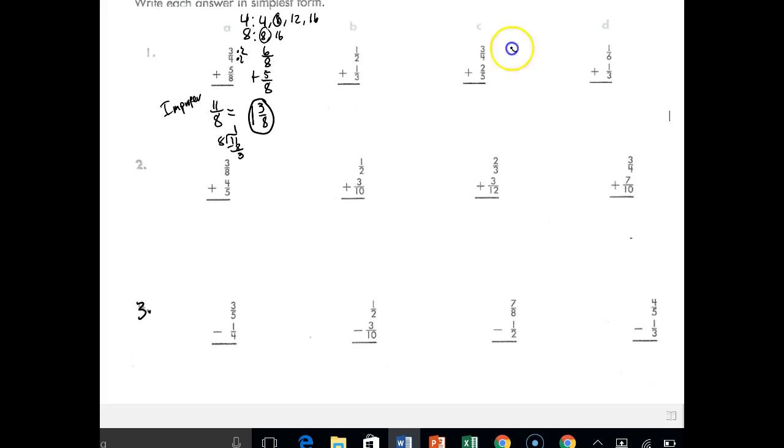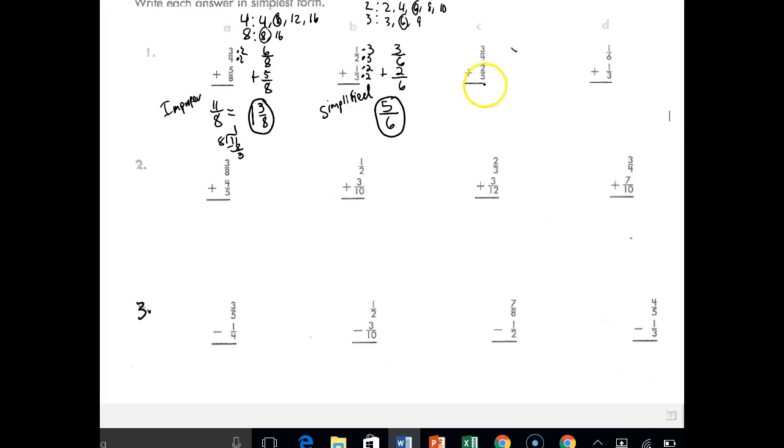All right, for B, we have 2 and 3. So 2, 3, and let's list the multiples. 2, 4, 6, 8, 10, 3, 6, 9, oh, 6. So we want to make both of them 6. So times 3, times 3, times 2, times 2. So 1 times 3 is 3 over 6, plus 1 times 2 is 2 over 6. So we'll add them up. 3 plus 2 is 5 over 6, and that is simplified. So we'll write simplified, and 5/6 is our answer.